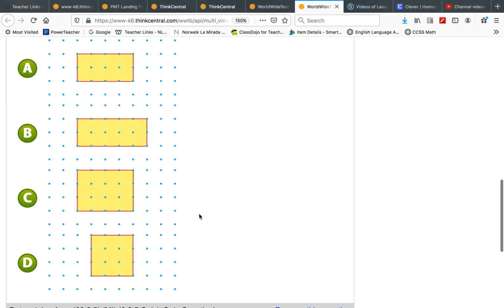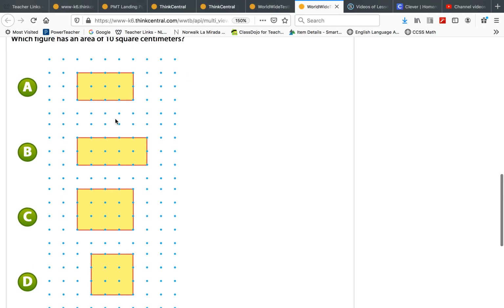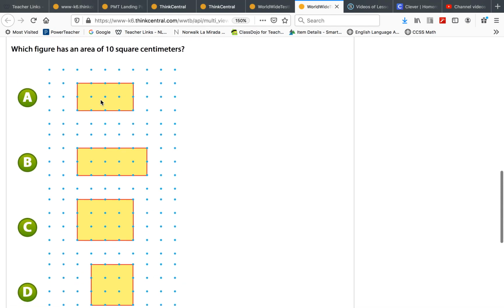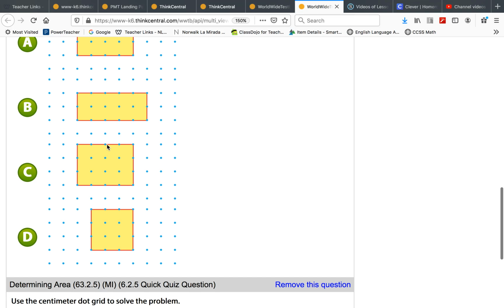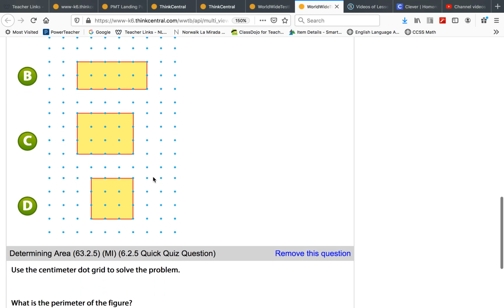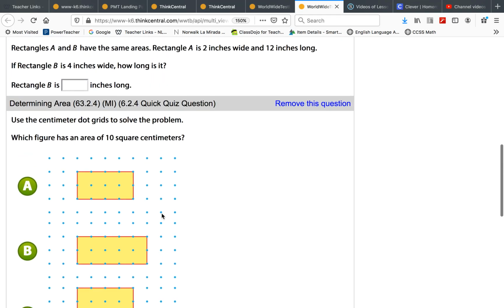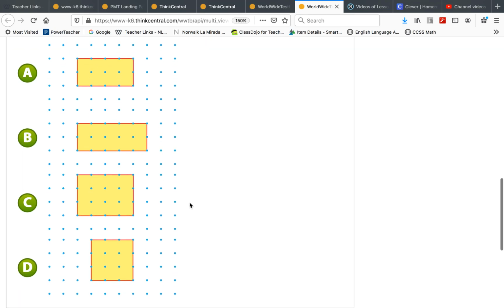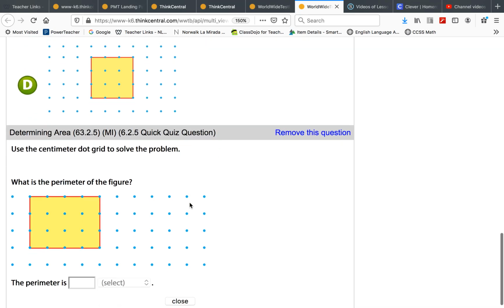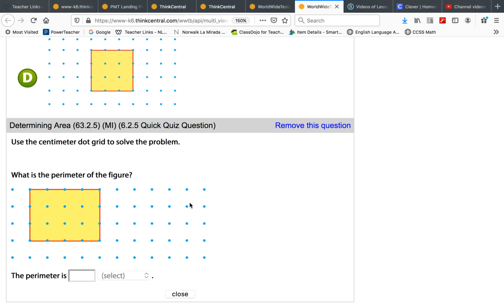They will show you some squares and rectangles and ask you which one has a certain area inside in square centimeters. So all you have to do, we used to connect the dots in our real math book. You can't draw on your computer, but you can figure out which one has how many square centimeters just by counting. What is the perimeter of the figure?